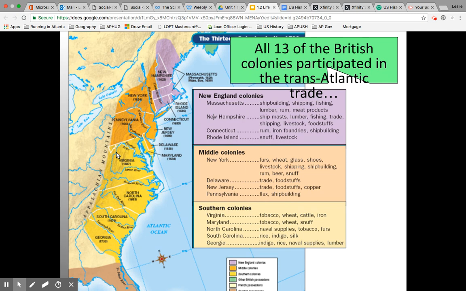All 13 of the British colonies participated in the transatlantic trade in some capacity, and this chart shows you essentially what their role was. One of the advantages really for this transatlantic trade was the shipbuilding in New England, because with that transatlantic trade, as they start to ship more goods, they need more ships. And so that's kind of a benefit. But ultimately, mercantilism is really limiting for the colonies.